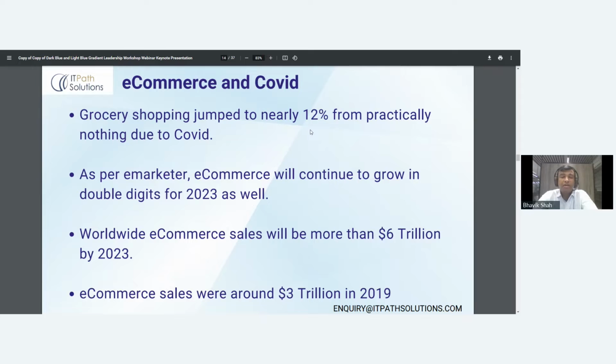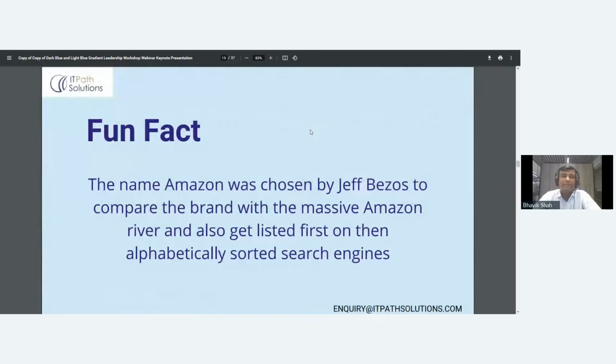So you can see that in less than 3 or 4 years, the amount has nearly doubled from 3 trillion to 6 trillion. This shows how huge the potential is with e-commerce platforms. Here comes a googly. Fun fact.